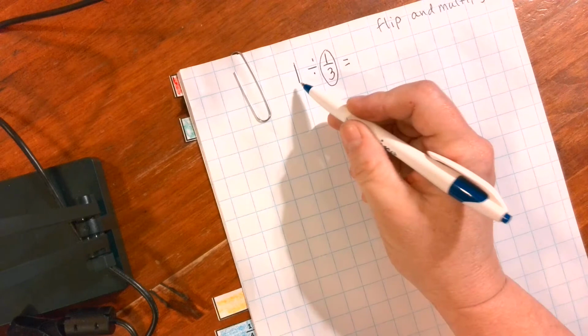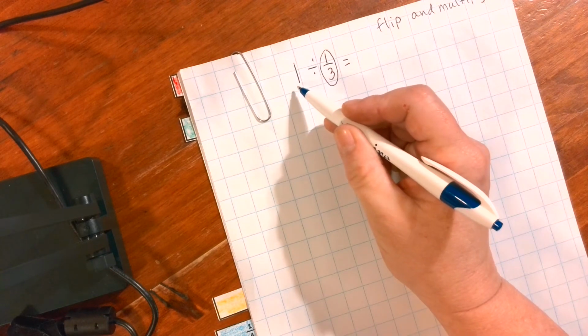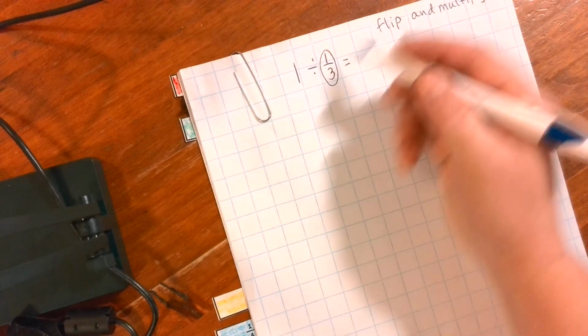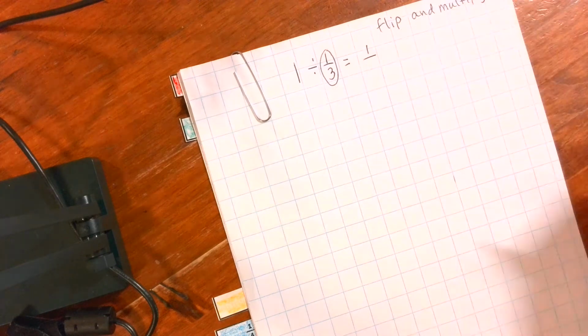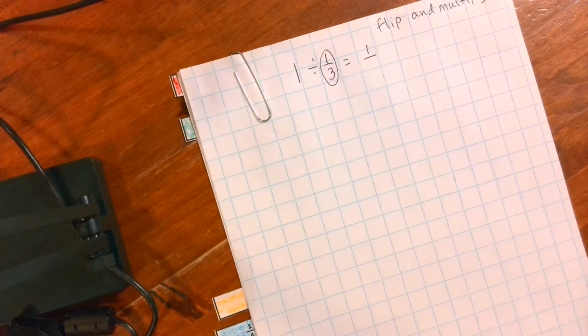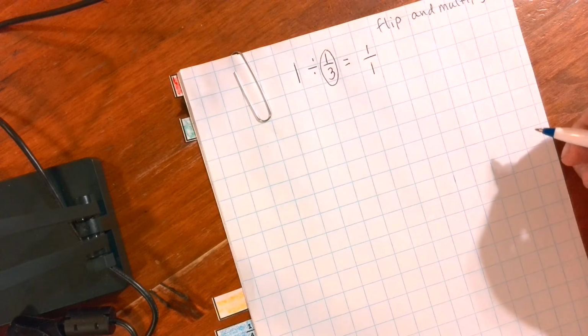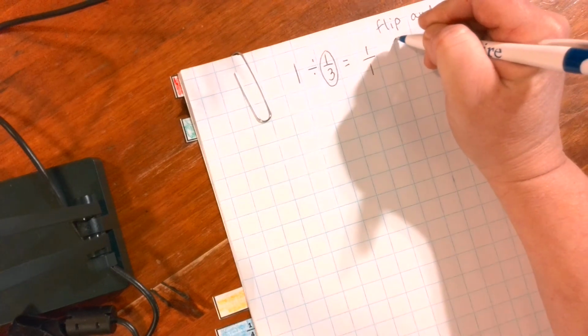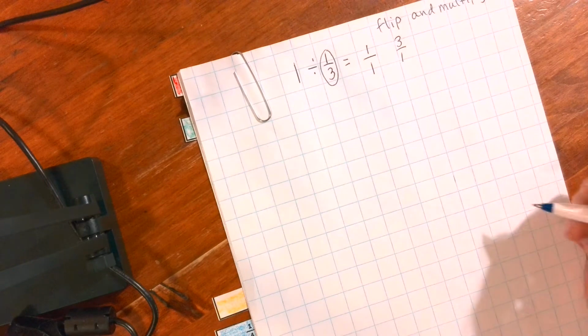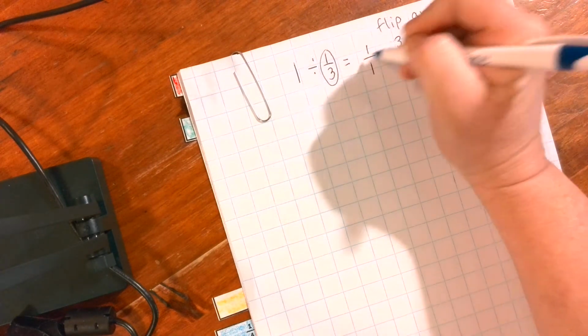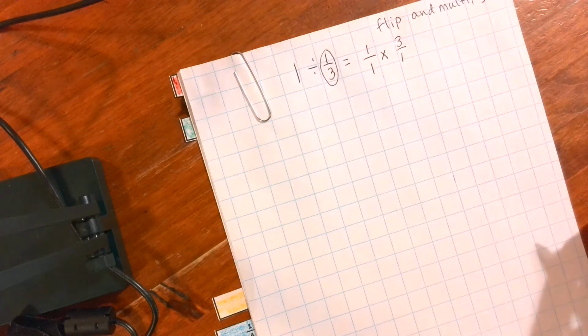Now, when we're working with fractions, how do we write a fraction if we have a whole number? What do we put in our denominator? Yep, a 1. Any number over 1 is that number. And we're going to flip, and then we're going to change our division to multiplication.